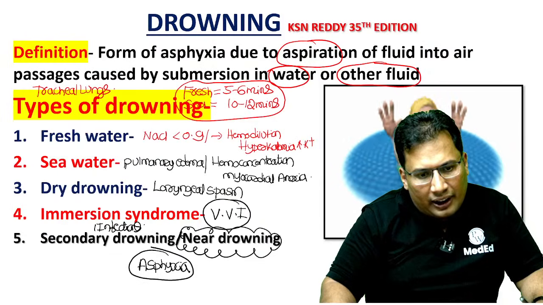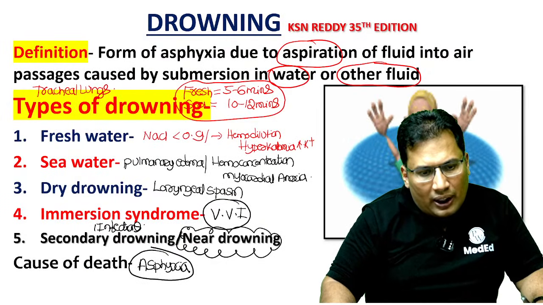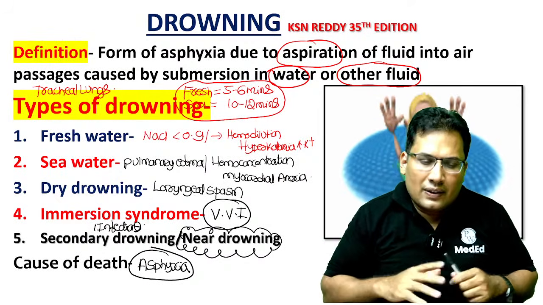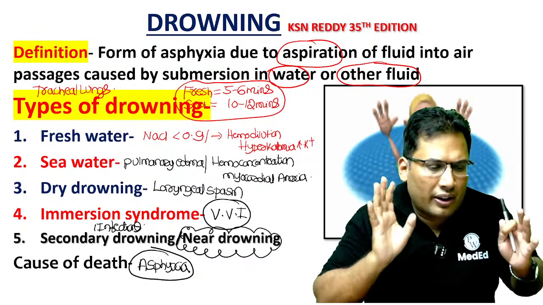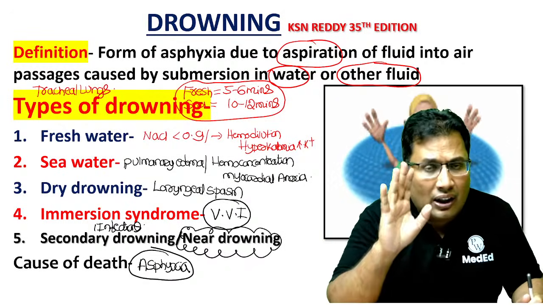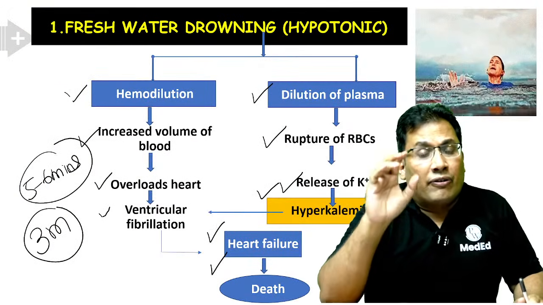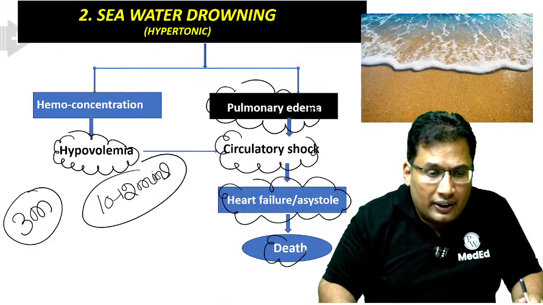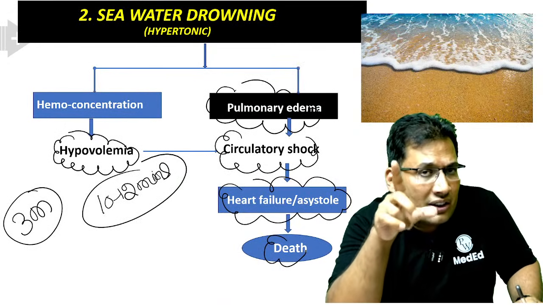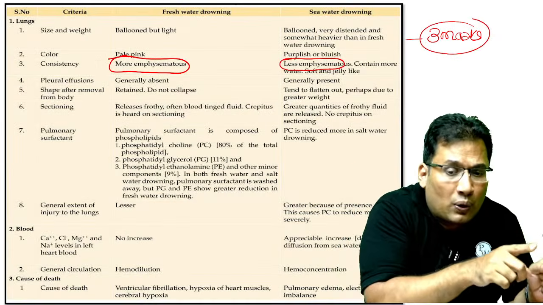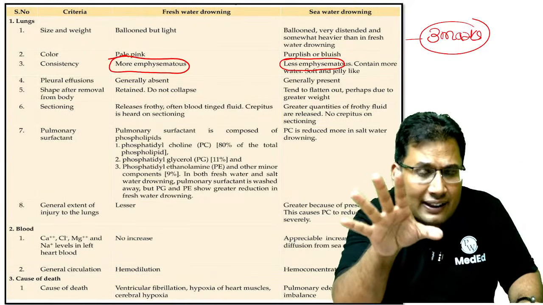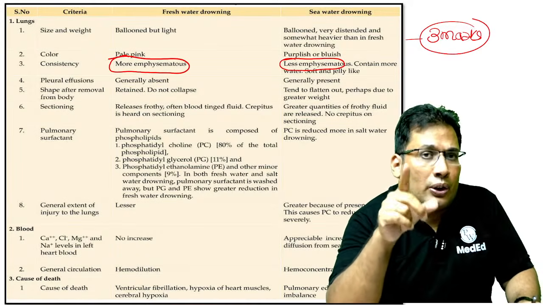So I'll just repeat everything now. Drowning, you need to write the definition: a form of asphyxia due to aspiration of fluid into air passages. Types of drowning: fresh water, sea water, dry drowning, immersion syndrome, secondary drowning, cause of death. After this, fresh water drowning mechanism, this image you must write, 2 marks. Then the sea water mechanism, myocardial anoxia and death. Then basically the difference between fresh water and sea water. There are, I think, some 10 findings given in the standard textbook, you need to write.